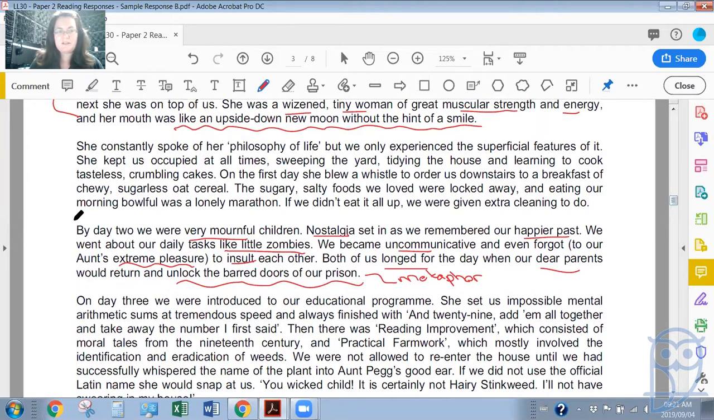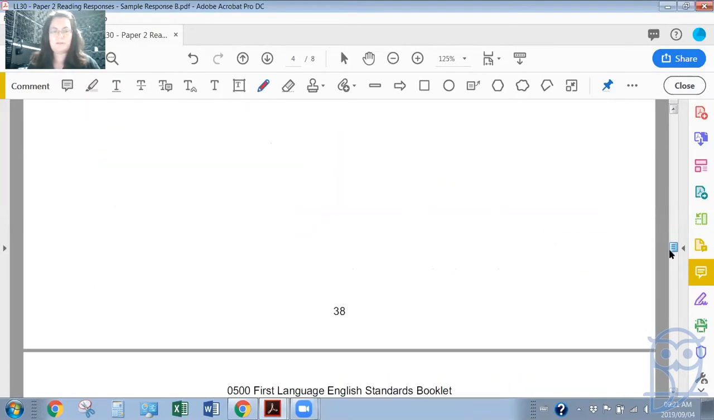Okay, so these are the paragraphs you'd have to focus on. Let's have a look at what this candidate wrote in response to that.